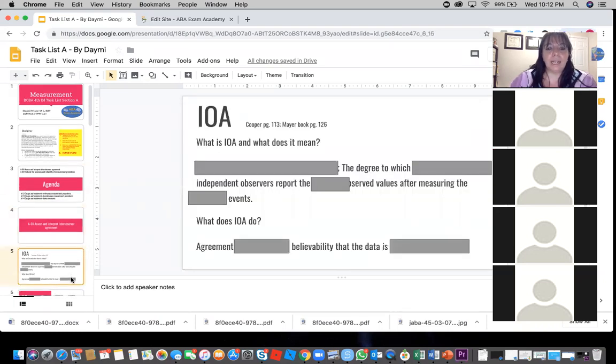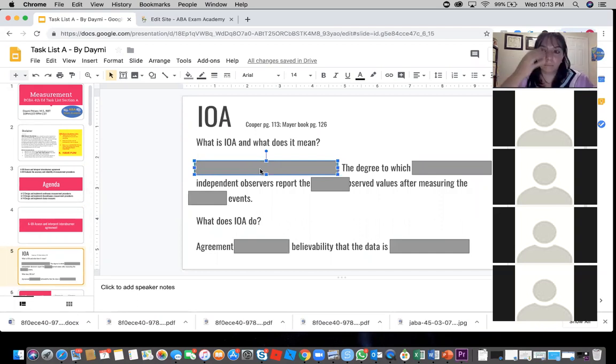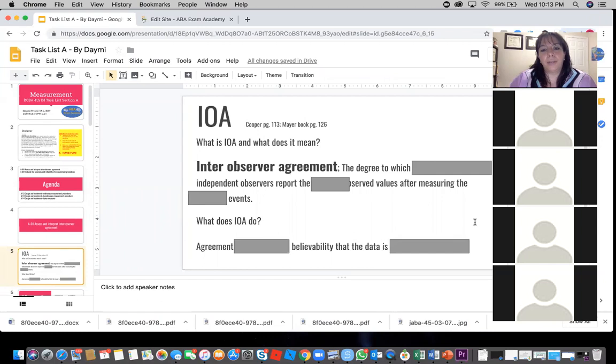Okay, so what is IOA and what does it mean? Who can tell me what does IOA stand for? Inter-observer agreement? Yes, inter-observer agreement. Does anybody want to tell me in their own words what that means before we do the actual definition? It's the extent to which two or more observers measure the same events, and it's as close as to what actually happened.